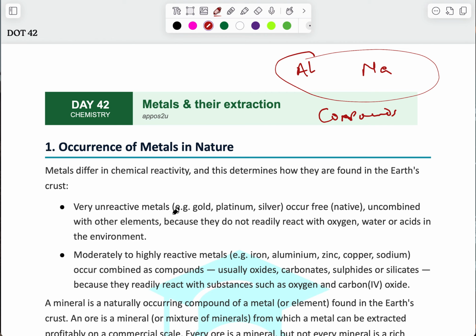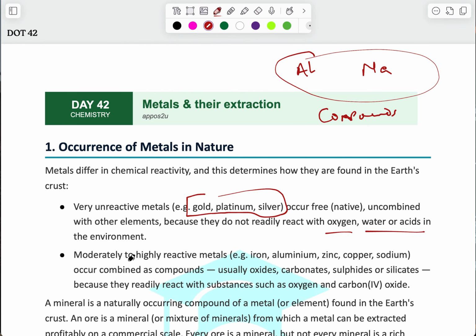So very unreactive metals like gold, platinum, and silver occur freely in nature. These ones you can easily dig up and find freely. Why? Because they have a very unreactive nature, and therefore they don't react with oxygen, water, or acid in the environment.